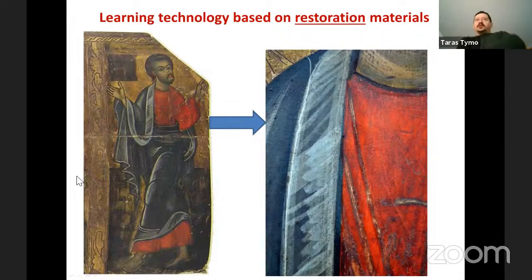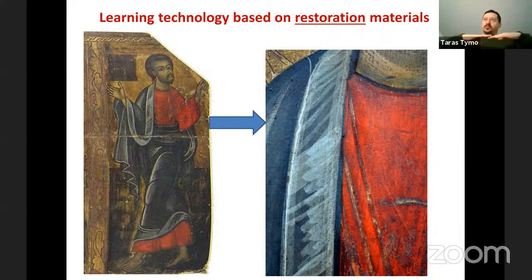So we learn technology based on restoration materials. This is very, very important, because what happens if you try to imitate an old icon from an icon book is that you are seeing only the surface of the icon. And it's impossible or very difficult to create the icon based on the surface picture which you are seeing in the book. The icon is created kind of inside out.